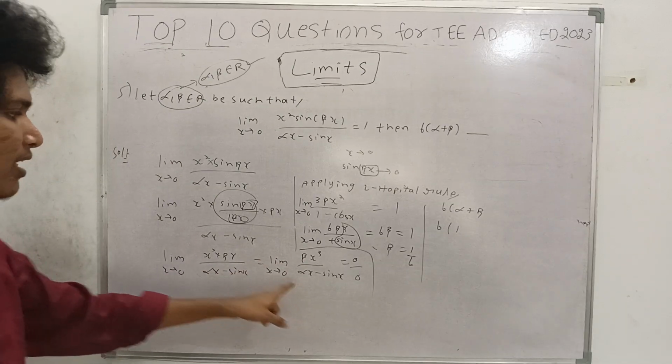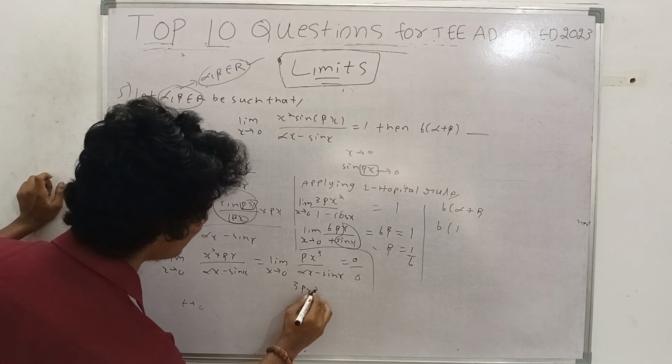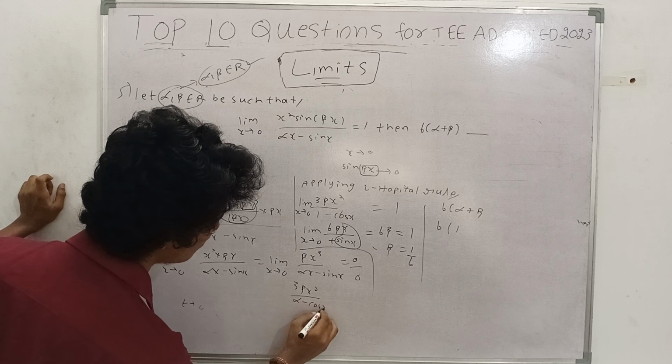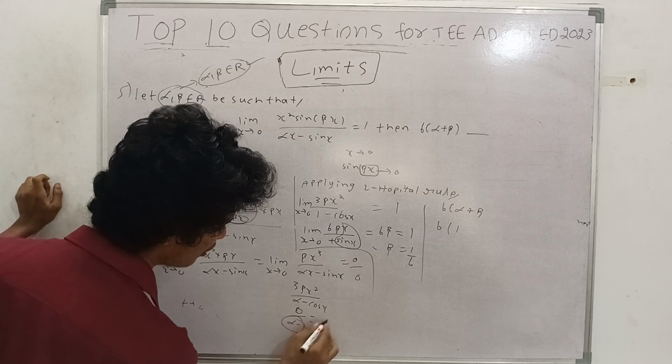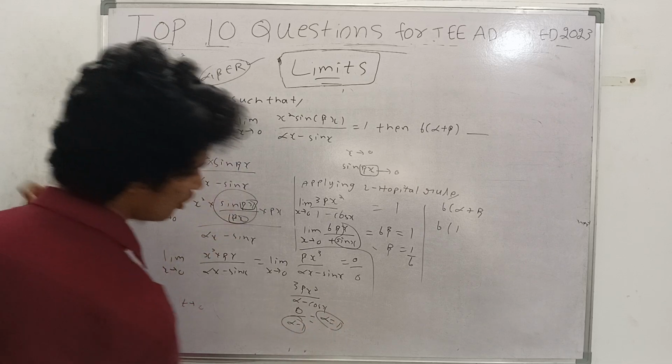Here when we differentiate it will be 3 beta x square divided by alpha minus cos x. When x is tending to 0, it will be 0 divided by alpha minus 1. So it should be equal to 0, alpha equal to 1. Like this I already explained before, alpha equal to 1.